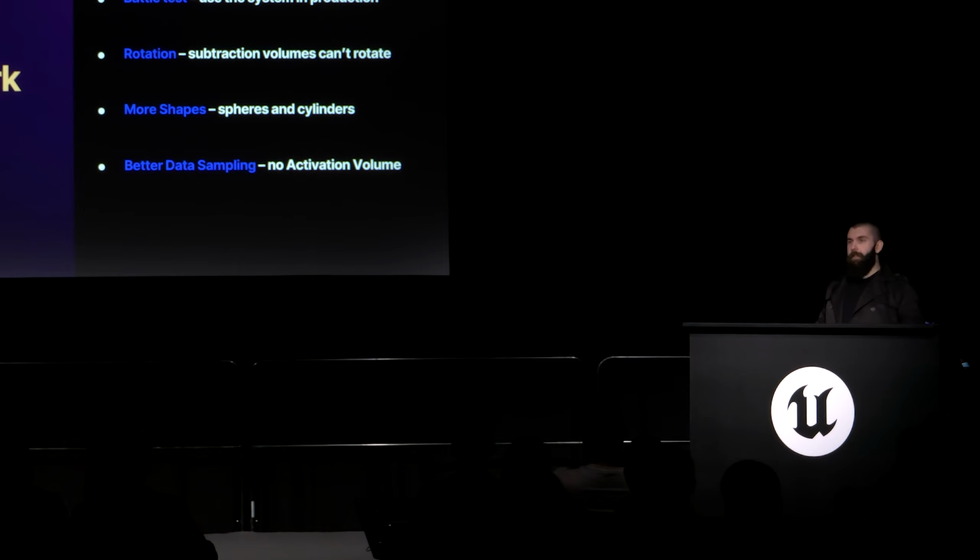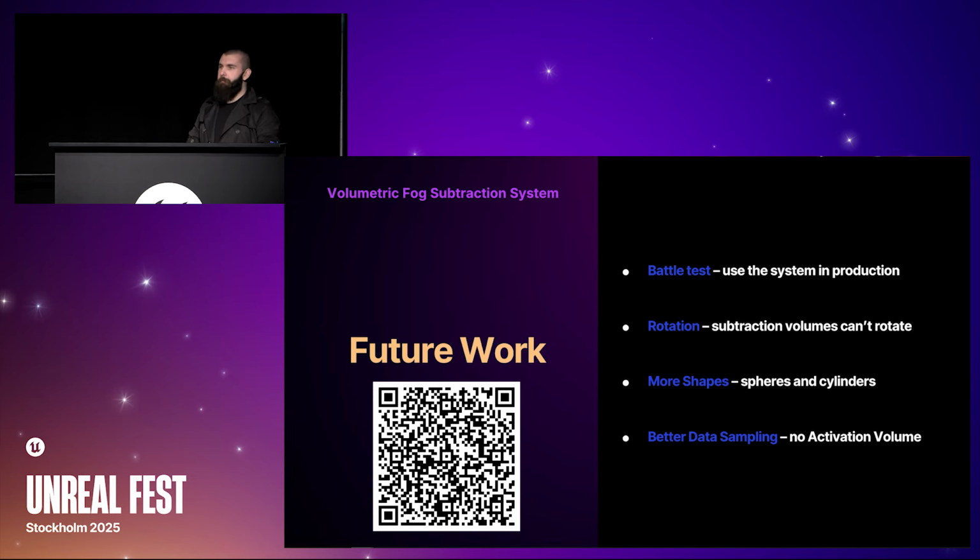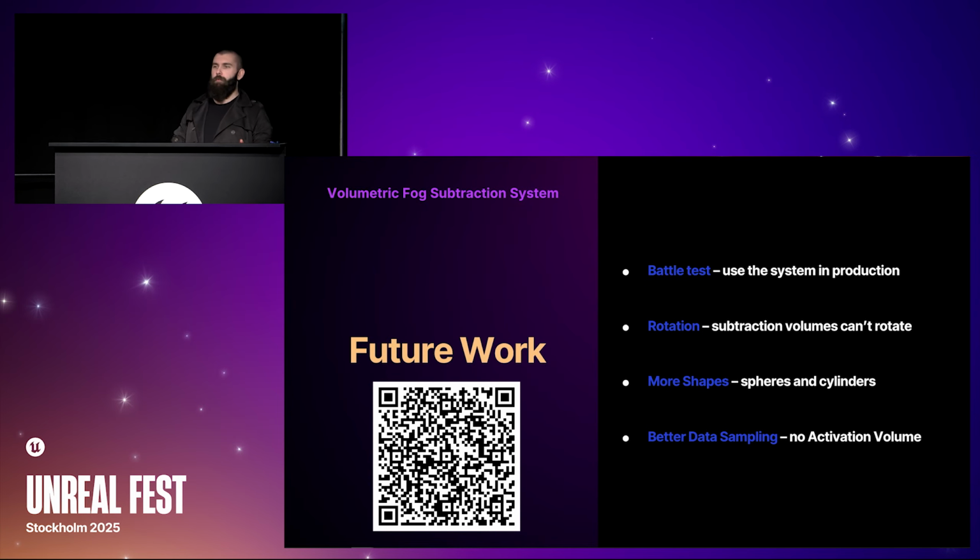And also just better data sampling. So no activation volumes. The current limitation is that it's just a matter of man hours. I don't want to have 64 location parameters and 64 extent parameters, and additionally 64 rotation parameters inside my material parameter collection. So I definitely need to look into better data sampling, so I can have, I don't know, up to 1,000 or however many subtraction volumes per level. So I don't need to think about that middle management of activation volumes and which ones will be deactivated and which ones will be activated. So that's it for when it comes to this topic.